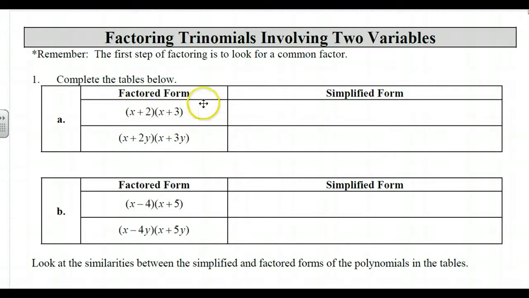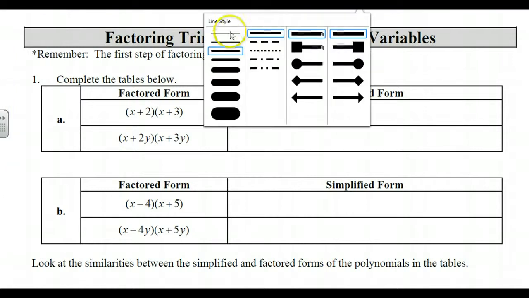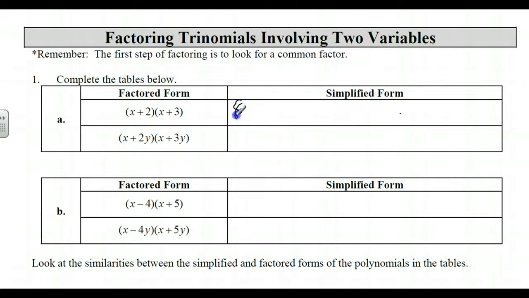So we're going to get x squared. We're going to need a pen. Okay. Pen. FOIL. x squared plus 3x plus 2x plus 6 is x squared plus 5x plus 6.